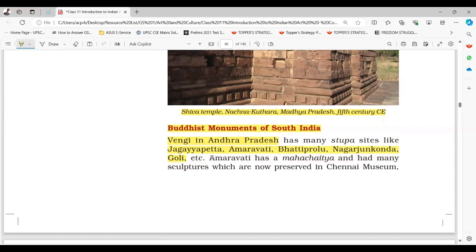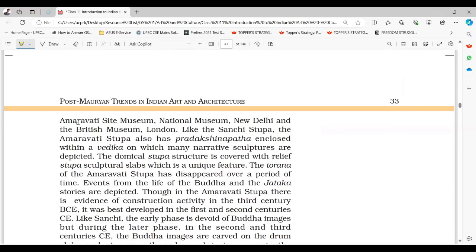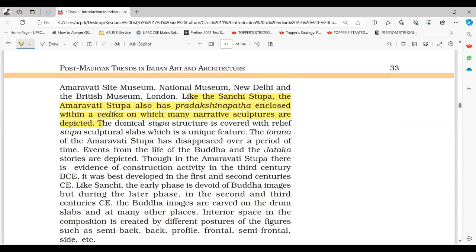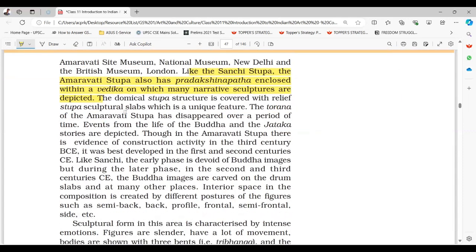Amaravati has a Mahachaitya and had many sculptures which are now preserved in Chennai Museum, Amaravati Site Museum, National Museum, New Delhi, and the British Museum, London. Like the Sanchi Stupa, the Amaravati Stupa also has a Pradakshina Patha enclosed within a Vedika on which many narrative sculptures are depicted. The dome of the stupa structure is covered with relief sculptural slabs, which is a unique feature.